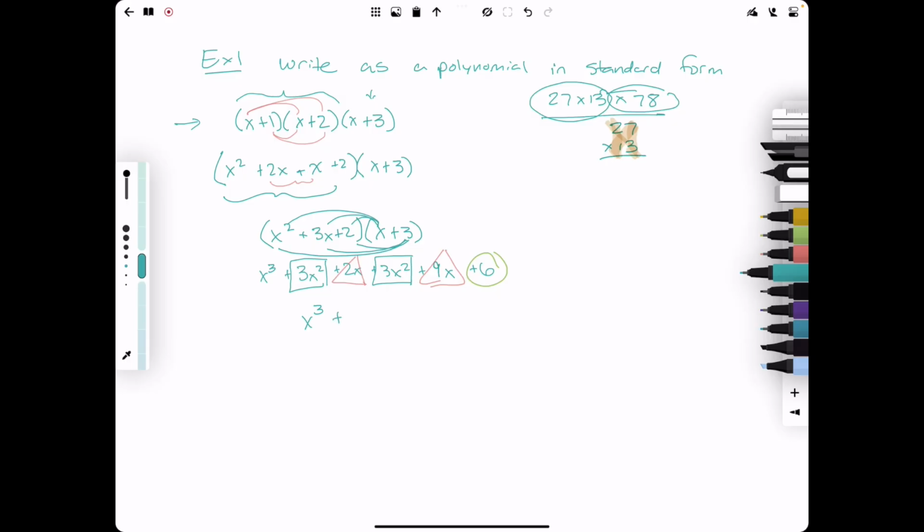So then you have plus 6x squared, and plus 11x, plus 6. So that's your final product. And it is already written in standard form because I have the highest power first, descending as you go along to the right. Okay? Questions on that one? Good. Pretty easy, I hope, right?